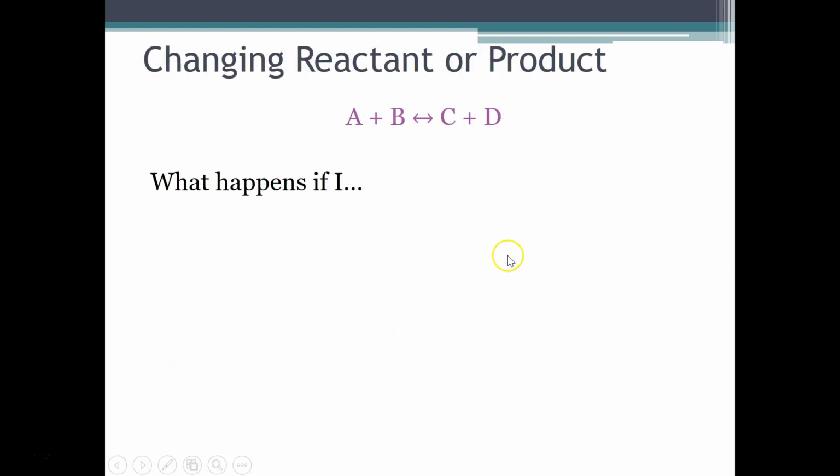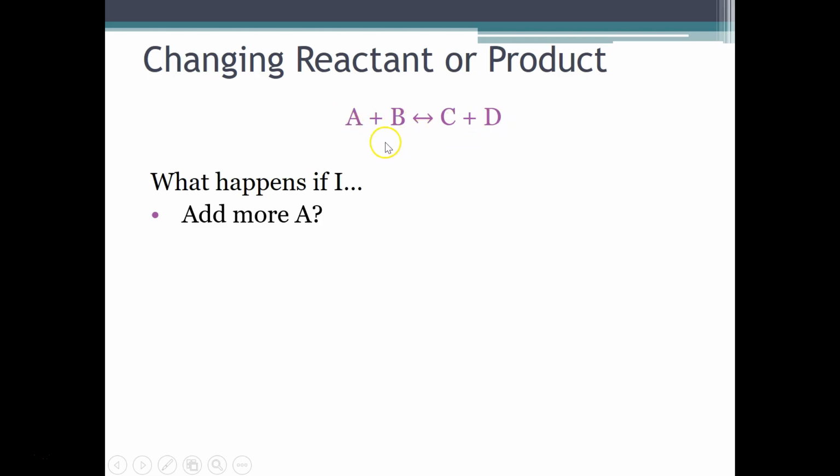All right, so changing a reactant or product. Here we have the generic equation A plus B making C plus D. So what will happen if we add more A? Well, if we add more A or increase the concentration of A, we're increasing the number of reactant particles. That means there'll be more collisions on the reactant side, and the reaction will be pushed toward the product side.